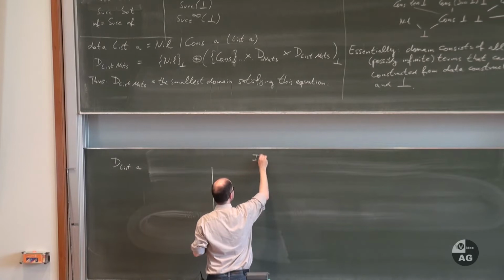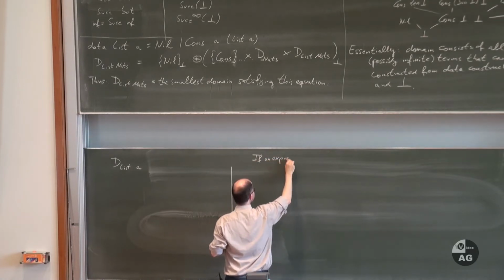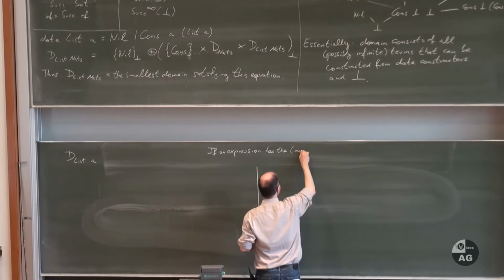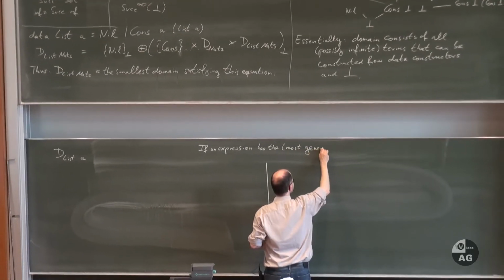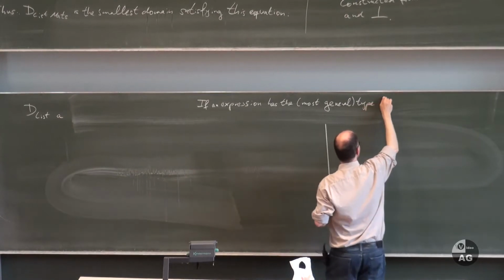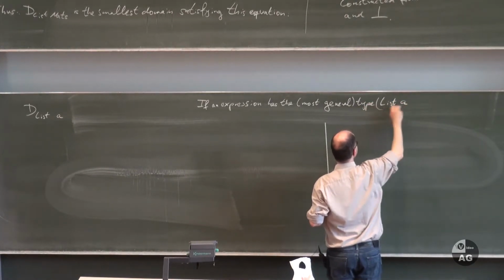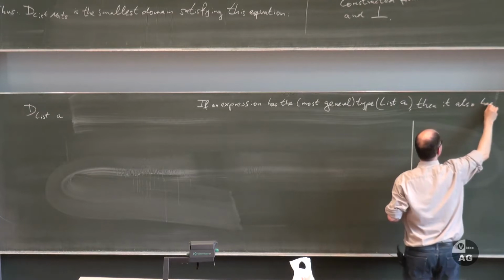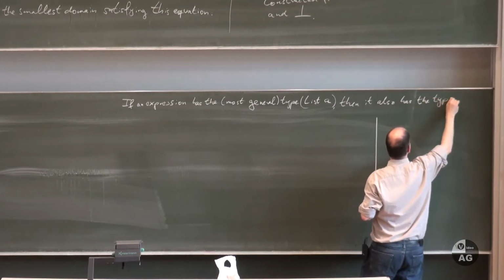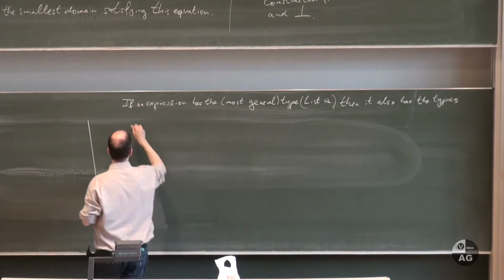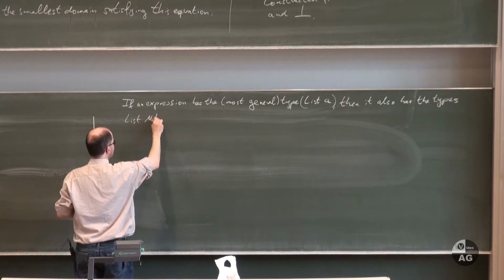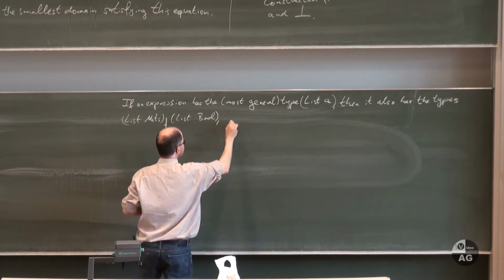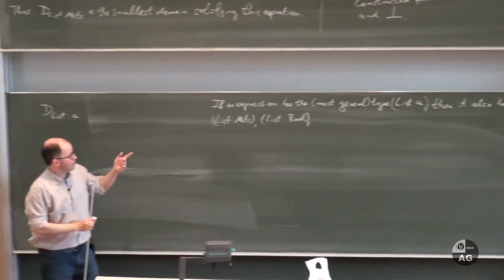So if an expression has the most general type list A, then it also has the types list nuts, list bool, list int, list anything. So there are not that many expressions that have this type.